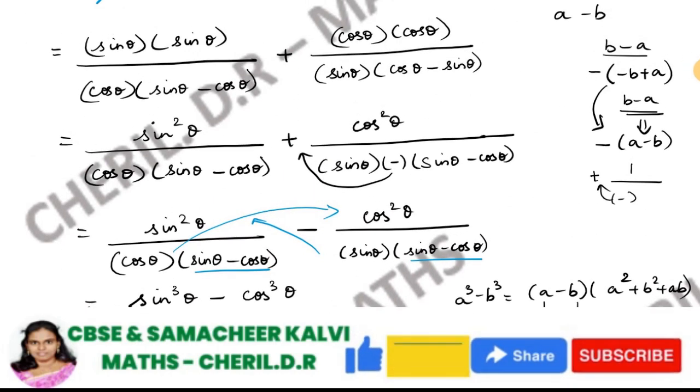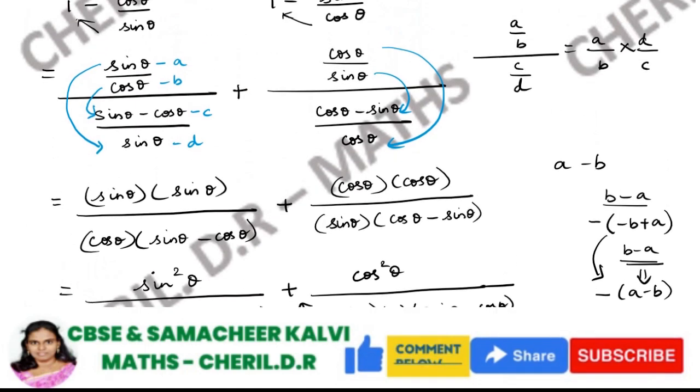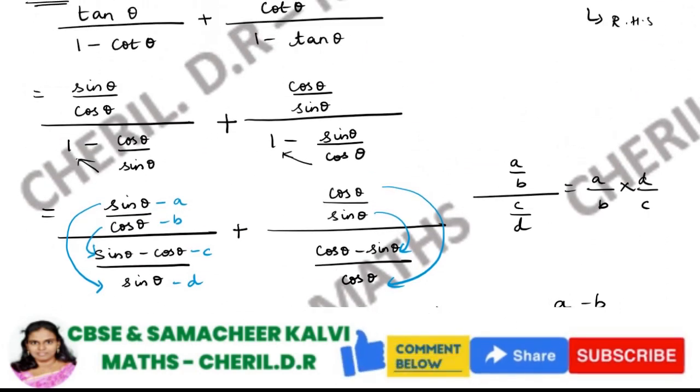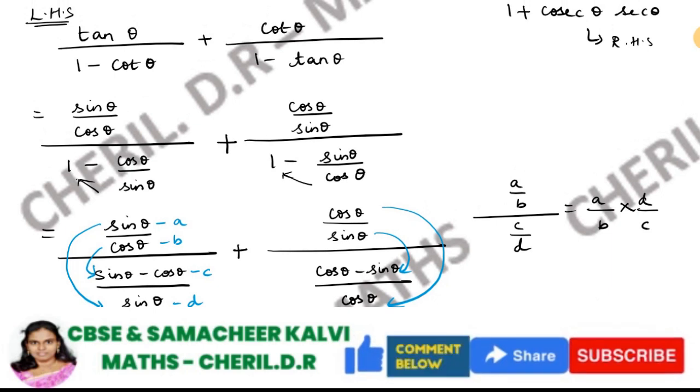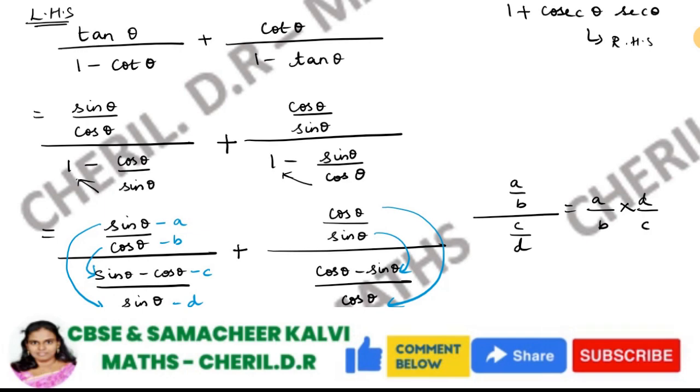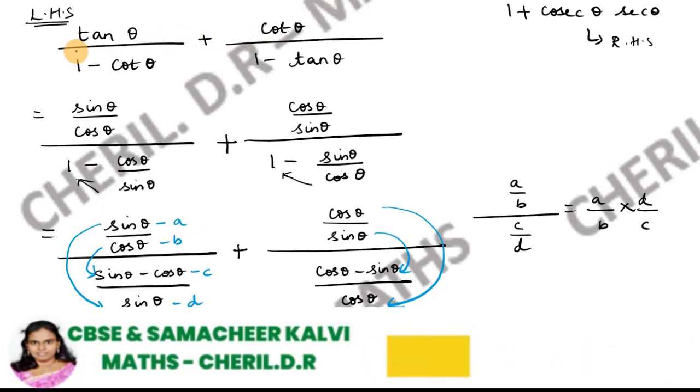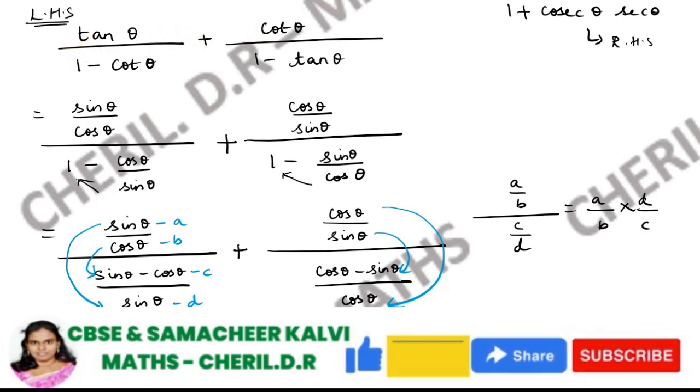You can't mug up all these things. So don't try to mug up. As you do the sum, you will come across your own way. Intuition will tell you what to apply where. Okay. So first thing, we are substituting for tan, cot, everything as sin by cos.